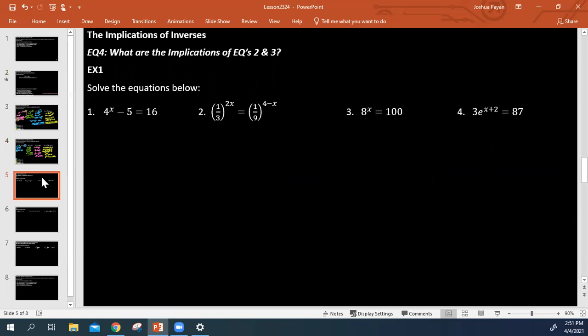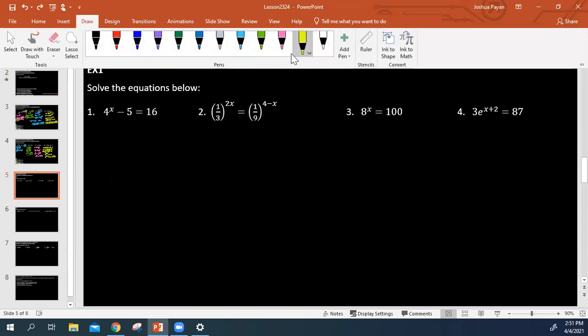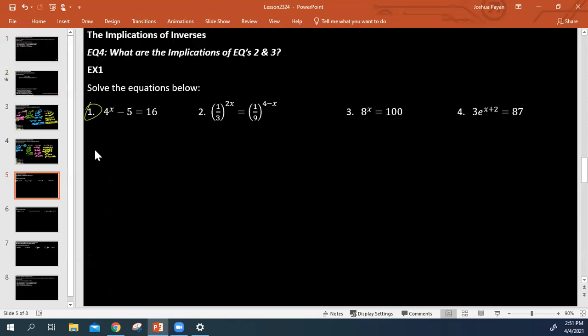So now that we've seen how we can do some algebraic messery with these and how we can manipulate these functions and equations, we're going to put that to good use here. So the implications of what we did in EQ2 and 3 is that we can use these inverses to solve equations. So I'll start with yellow, why not? So I've got 4 to the x minus 5 is equal to 16.